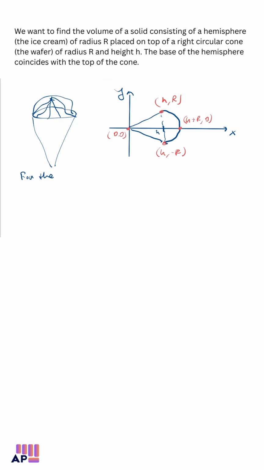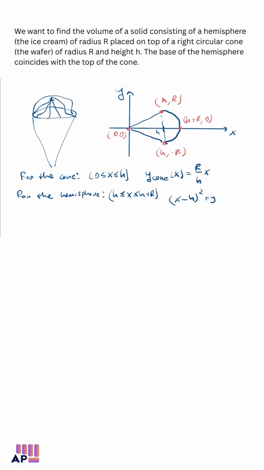The boundary of this region is made of two different functions. The first function, y sub cone, we define as r over h multiplied by x. For the hemisphere, the outline is a quarter of the circle, so we can write down that x minus h squared plus y squared equals r squared. And solving for the positive y gives us that y sub hemisphere is the square root of r squared minus (x minus h) squared.